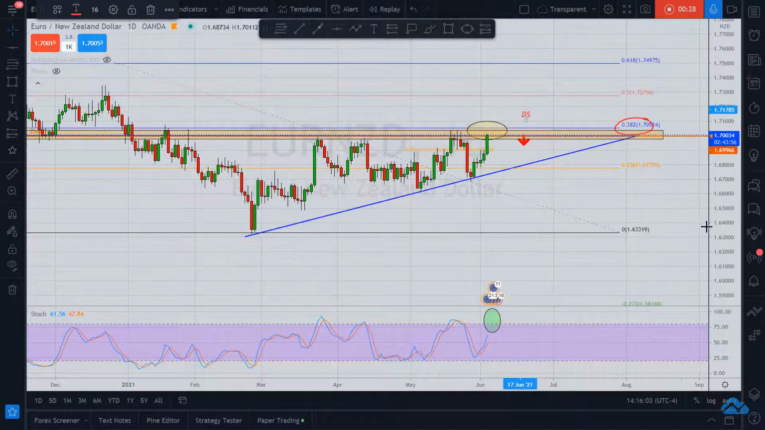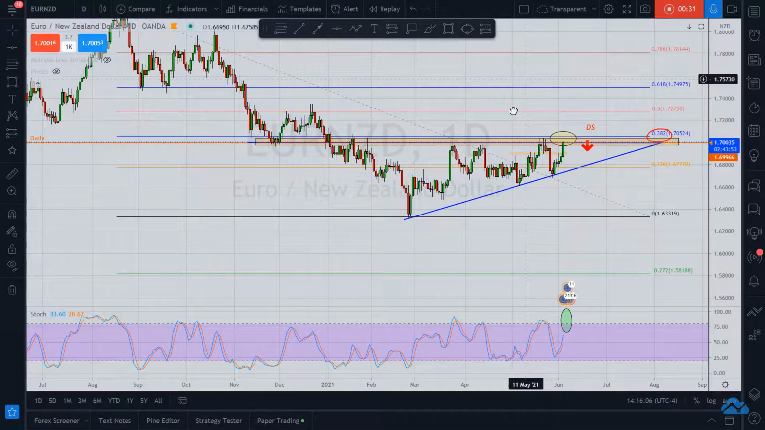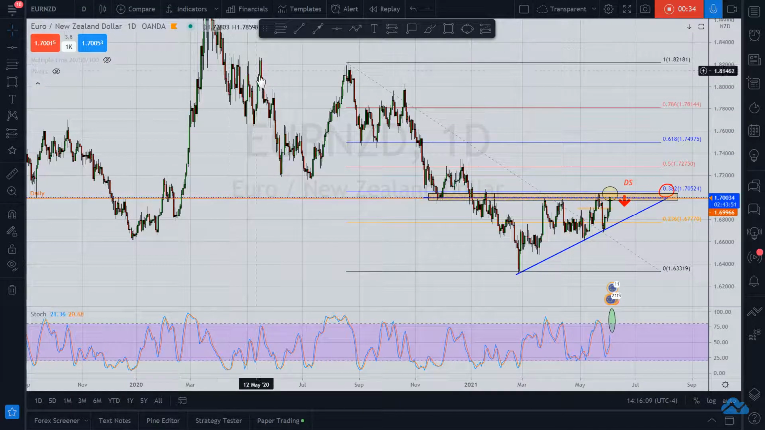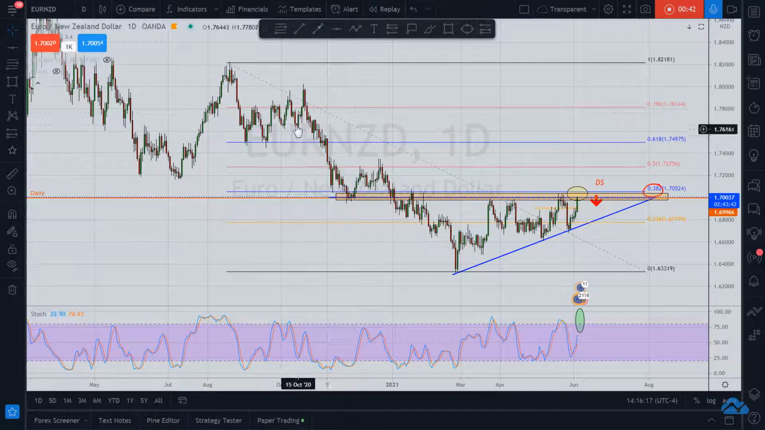This is the Euro New Zealand dollar, and you can see why I'm looking for a short here on the daily. We've been trending down for quite a bit. If you take the Fibonacci from the swing high to the swing low, you can see we're at the 38% retracement level. I was hoping it would come back here because we've attempted to get past this level a couple of times: 1, 2, 3, 4, and here we are the fifth time.